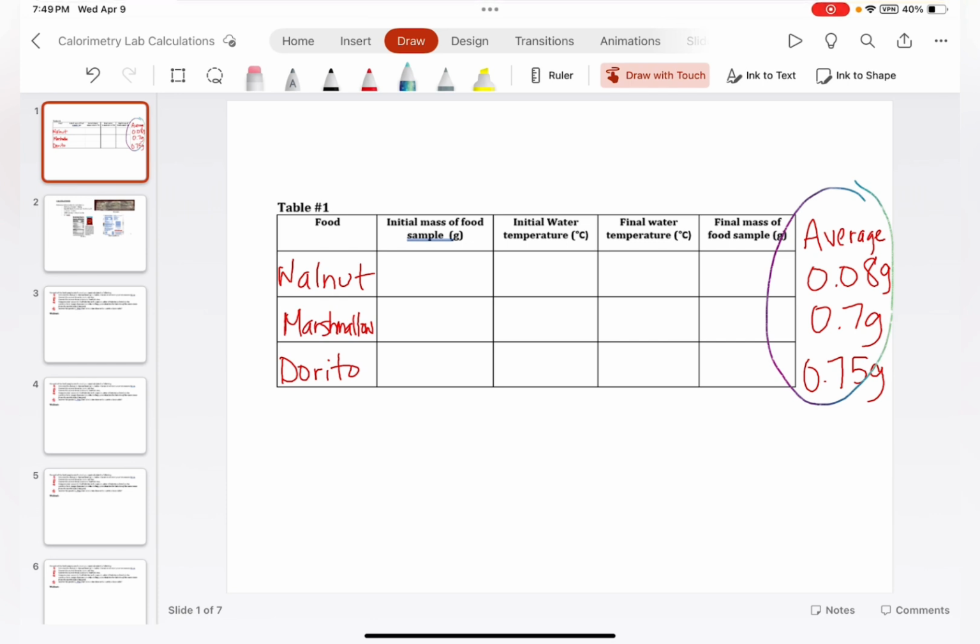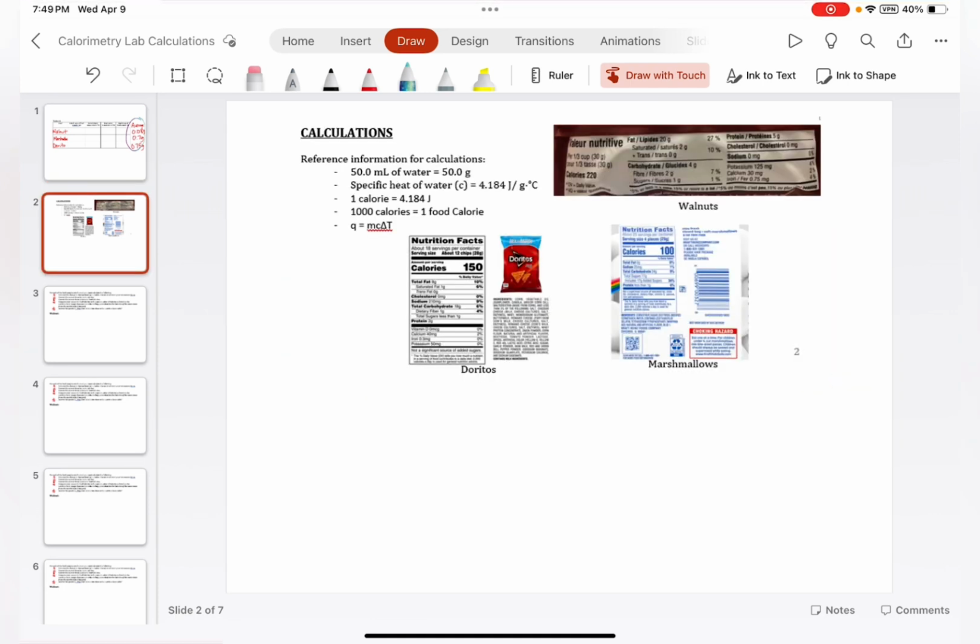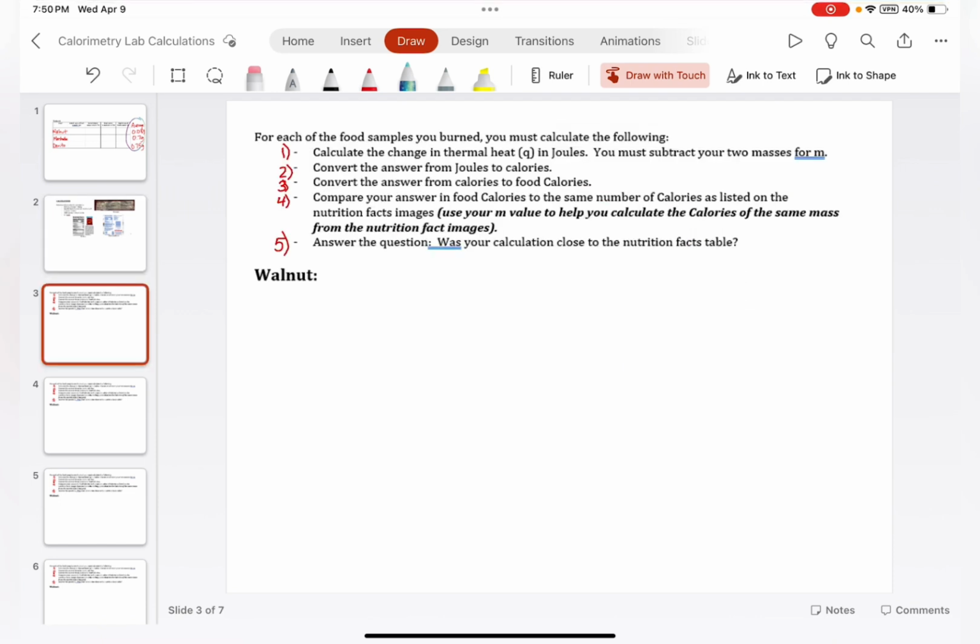I'm going to flip ahead a lot. And if you ever just need to pause the video, that's what you should do, because I'm going to just keep going, okay? On the second page of your lab, you will see these calculations and these pictures of the nutrition facts for the 3 foods we were using. You're going to need to refer to this for the questions. So let's do the walnut example together.